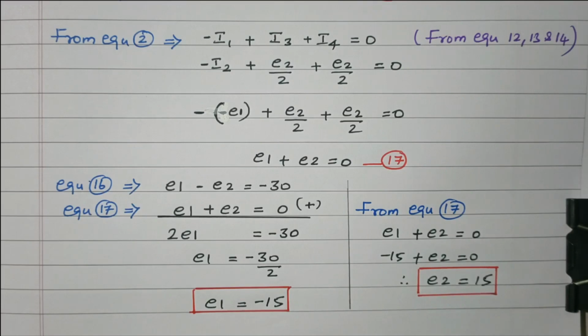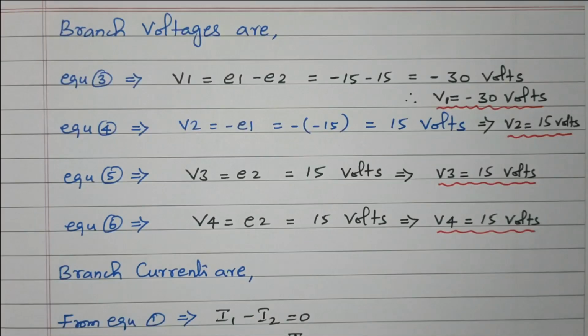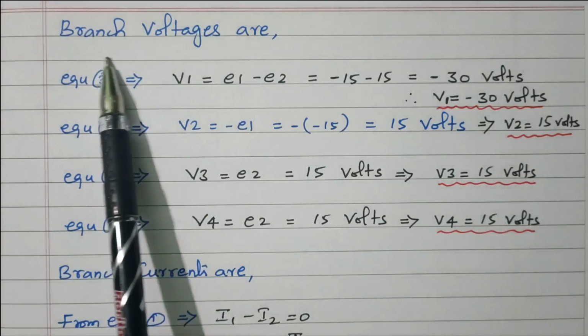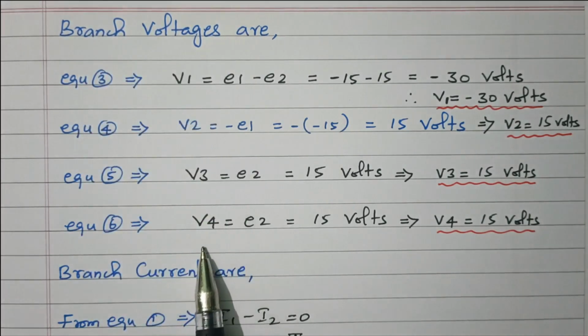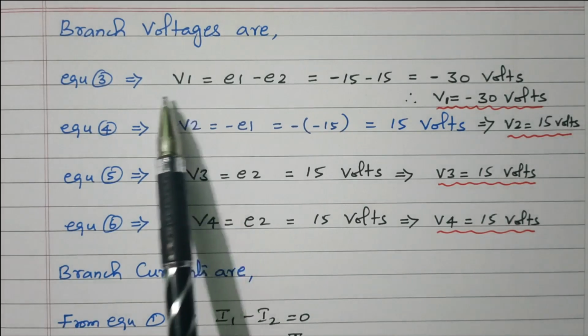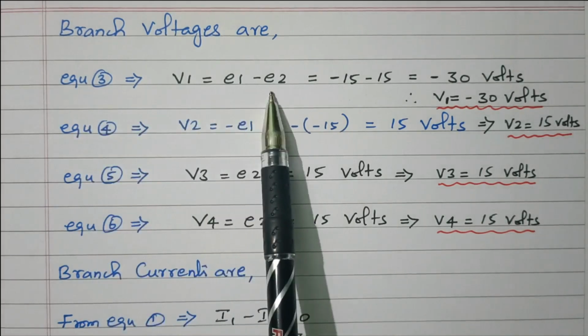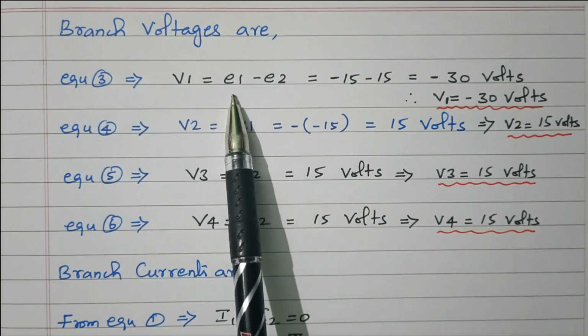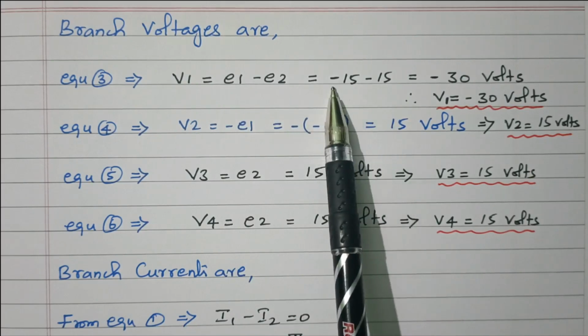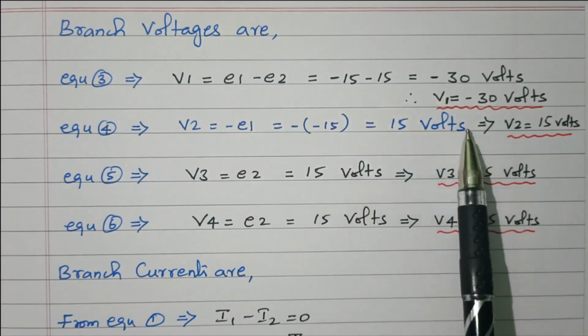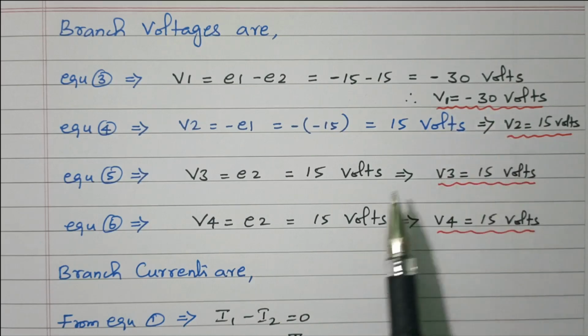Now we'll go for the current values, I1, I2, I3 and I4. Before that, we'll find the branch voltages, that is V1, V2, V3 and V4. E1, E2 already calculated. From that we can easily calculate V1, V2, V3 and V4. V1, from equation 3, V1 equal to E1 minus E2. So E1 is minus 15, minus E2 is plus 15. So minus 15 minus 15, minus 30 volts. V1 equal to minus 30 volts.